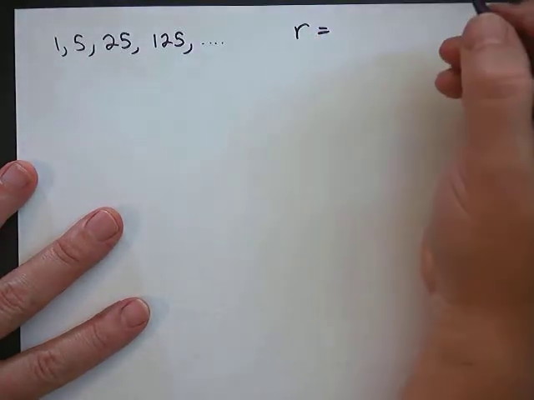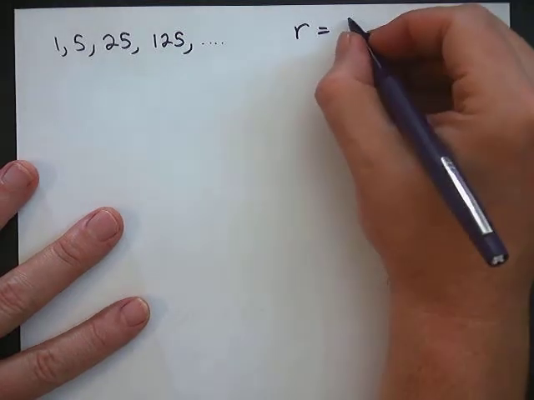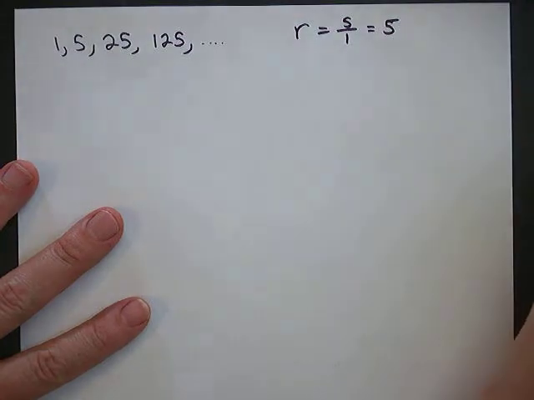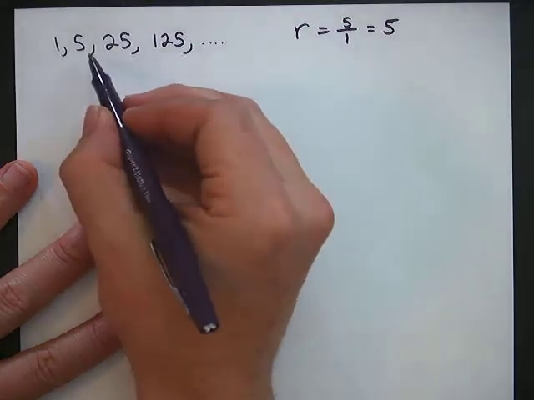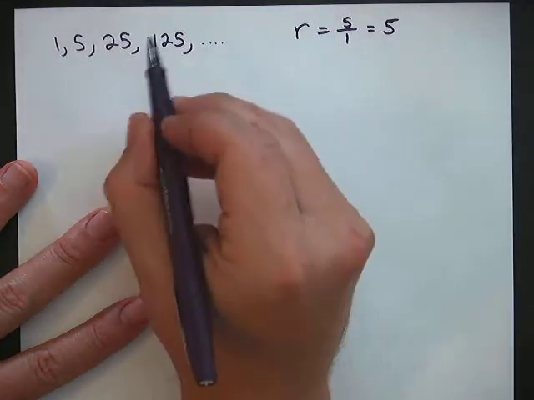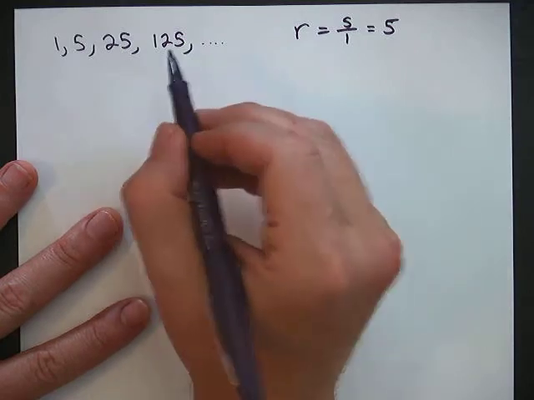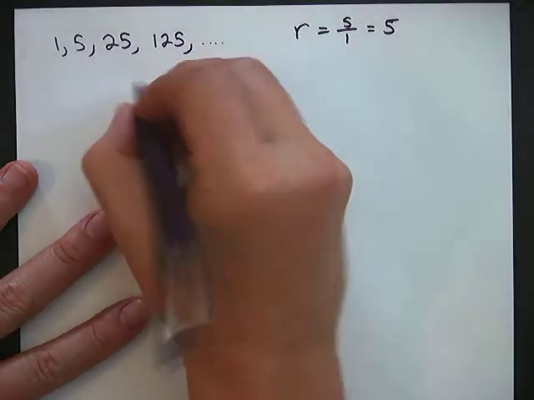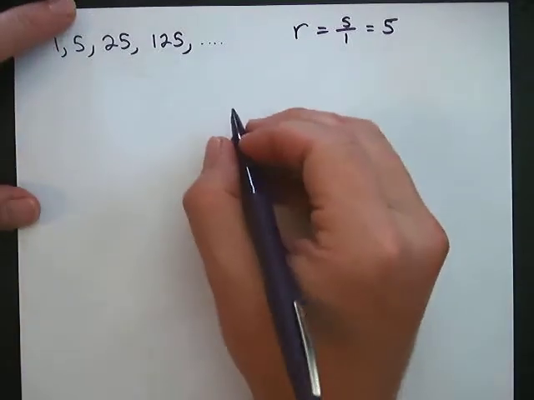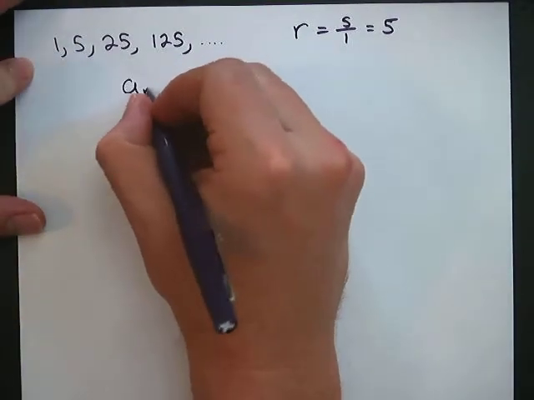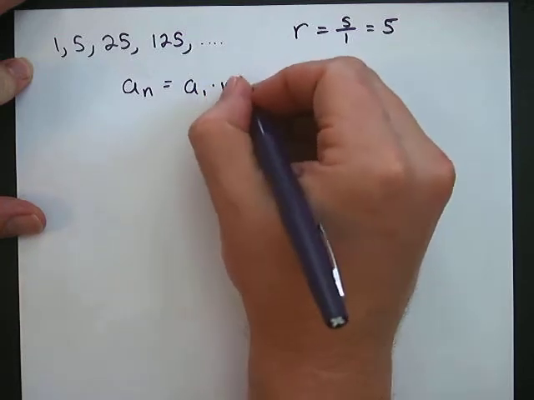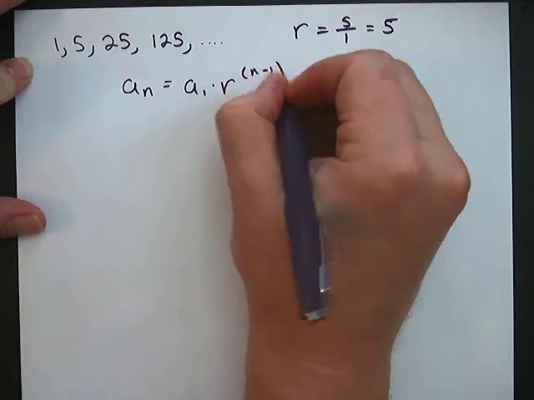Okay, so we already talked about this earlier, but r can be found by dividing any two successive terms, so 5. And if you want to make sure, divide another one. 25 divided by 5 also gives you 5. 125 divided by 25 also gives you 5. So that's the common ratio there. Okay, and we also said that we need to use a formula. Since it is geometric, we'll use the formula a sub n is equal to a sub 1 times r to the n minus 1 power.